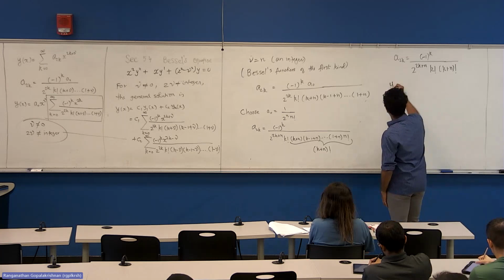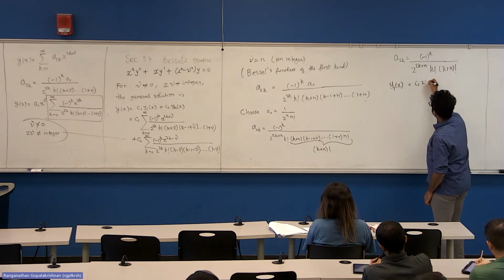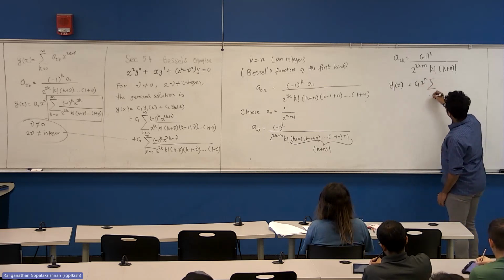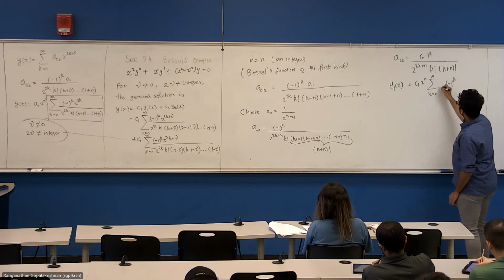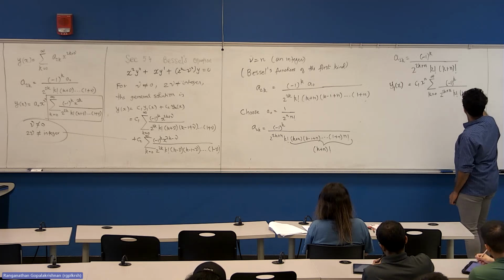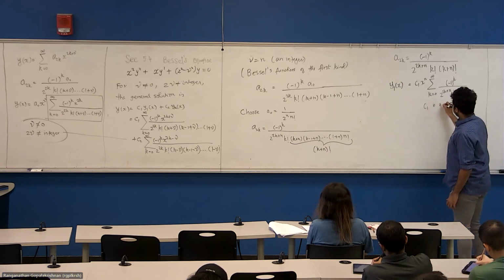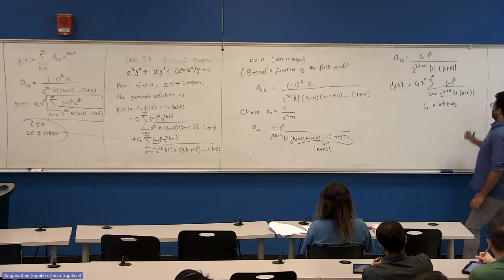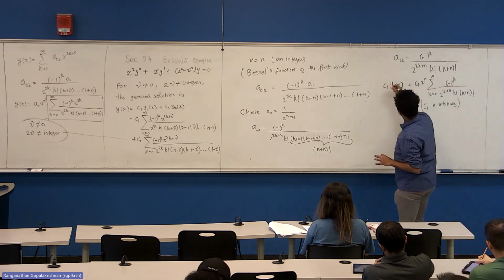So our y1 of x, which is c1 multiplied by x power nu, which I'm going to write x power n, multiplied by the summation k equals 0 to infinity, minus 1 power k divided by 2 power 2k plus n, k factorial, k plus n factorial, where c1 is arbitrary. Actually, what I should write is c1 times y1 is this.